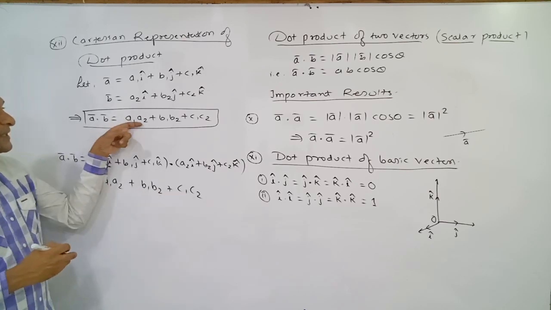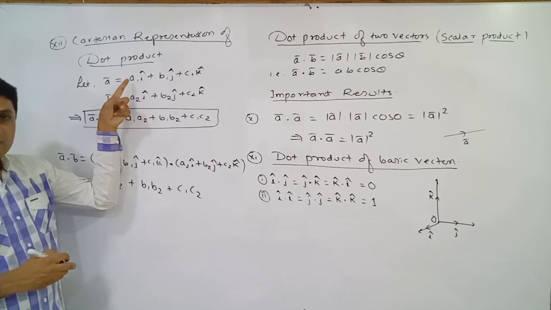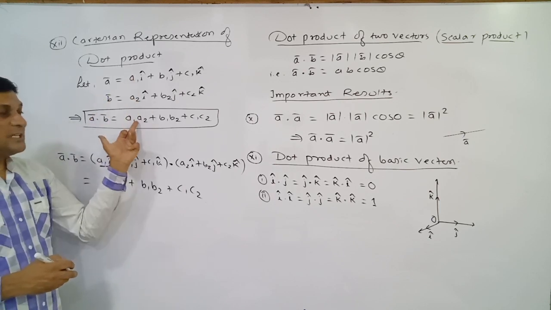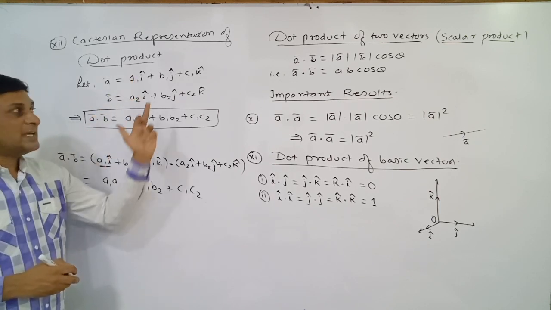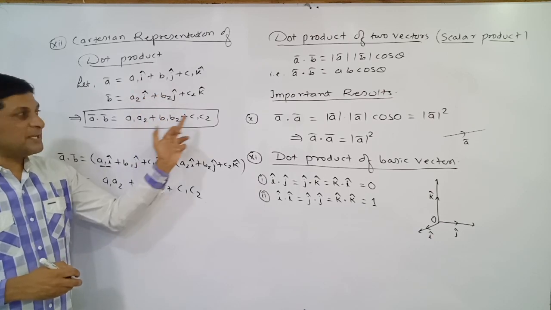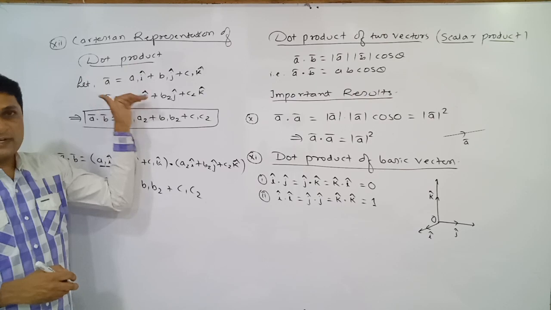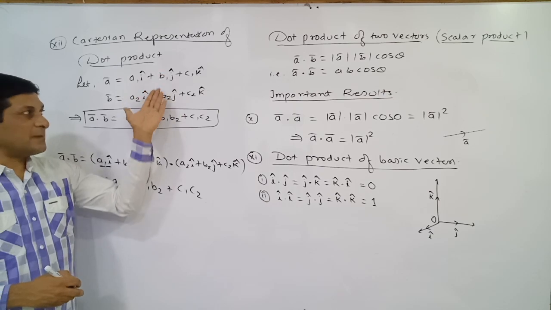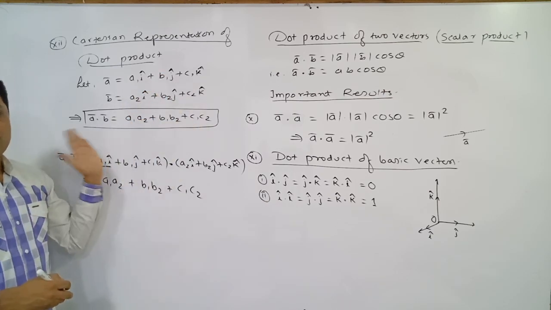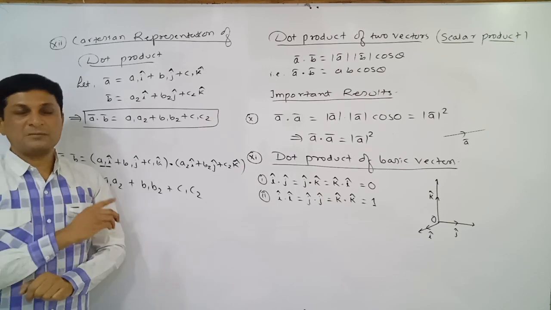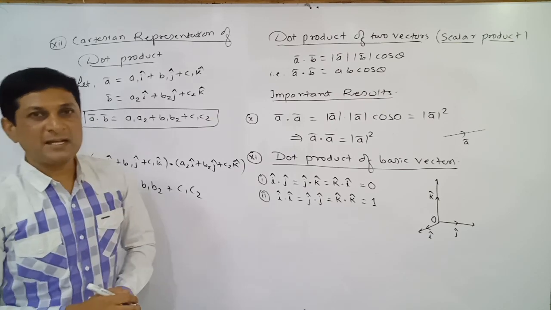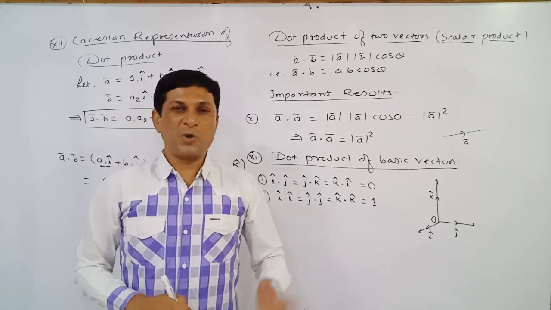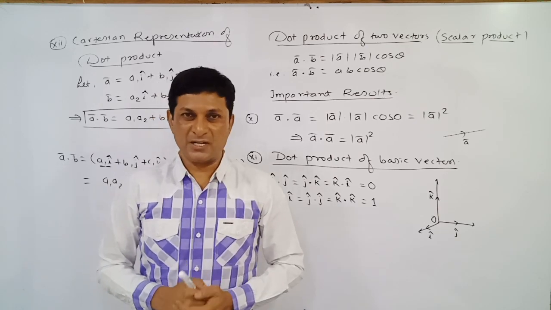What is a1 a2? a1 is the coefficient of i cap in the first vector, a2 is the coefficient of i cap in the second vector. So the dot product is the product of coefficients of i cap, plus the product of coefficients of j cap, plus the product of coefficients of k cap. If two vectors are represented in Cartesian form, then by simply taking the products of the coefficients of i cap, j cap and k cap, we can find the value of the dot product. We apply this method most of the time while solving examples. In this way we have seen the definition of the dot product and all the important results related to it. Well, today we will stop.